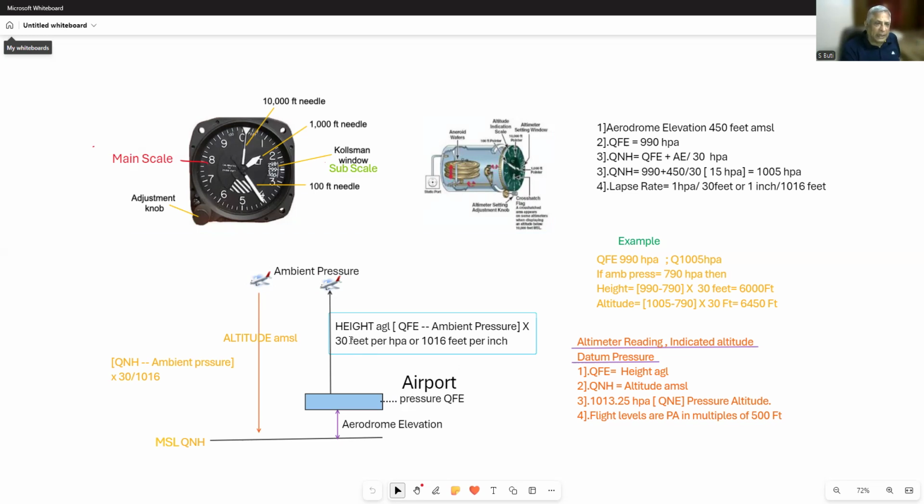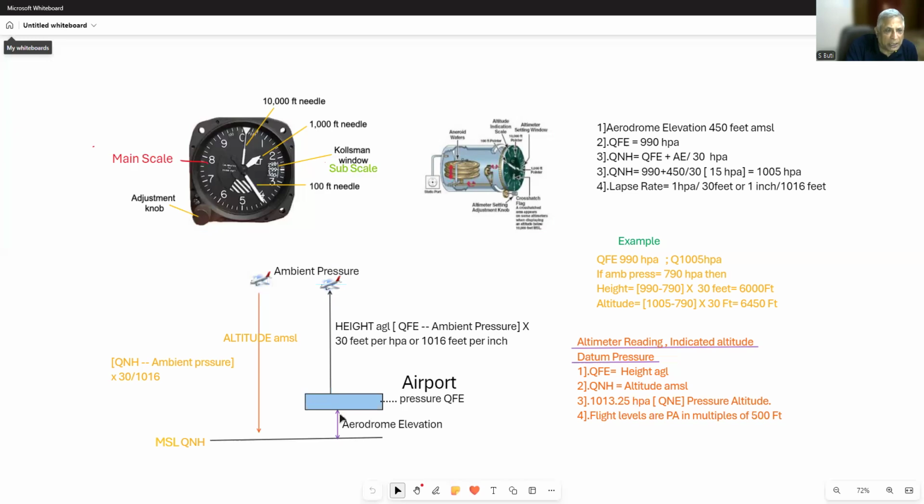When my datum pressure is airport pressure, and I have reached a particular altitude, there is a certain ambient pressure outside. QFE minus ambient pressure, this pressure difference, is multiplied by 30 feet per HPA. If the difference is 100 HPA, it will read 3,000 feet.